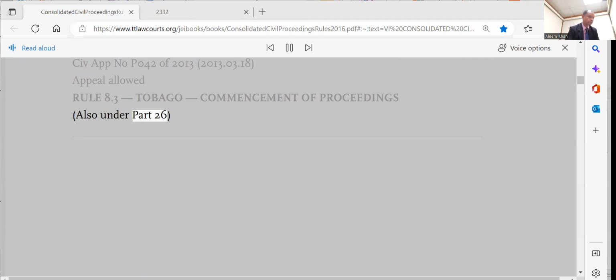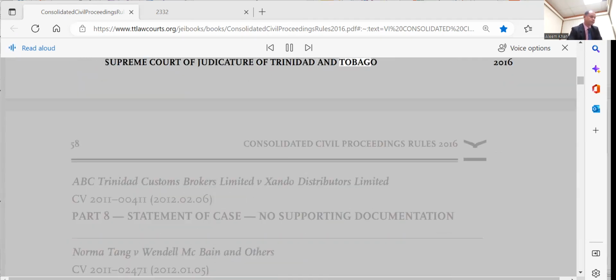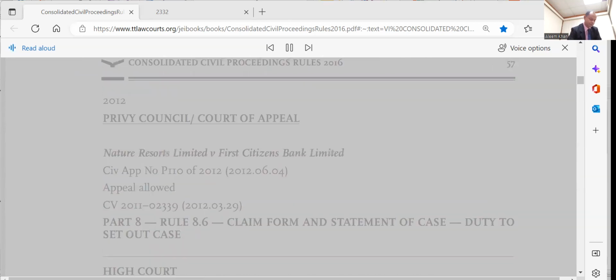under Part 26. Supreme Court of Judicature of Trinidad and Tobago, 2016. Consolidated Civil Proceedings Rules 2016-57. 2012 Privy Council/Court of Appeal.